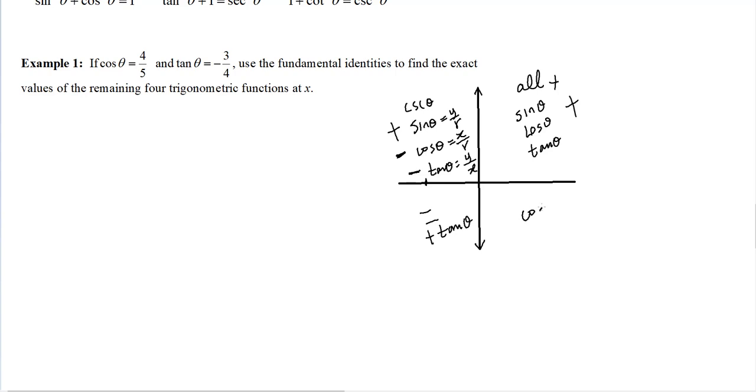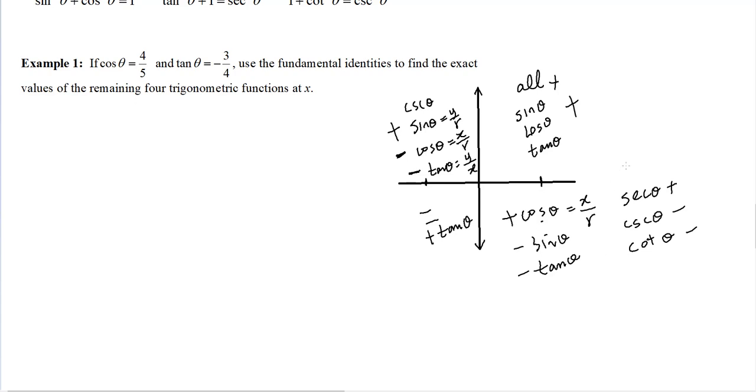Now here, cosine theta, in quadrant 4, x is positive and y is negative, and r is always positive. Because of that, cosine theta will be positive and all the others will be negative. So sine theta and tangent theta, and the reciprocals have the same sign as cosine, sine and tangent. So if cosine is positive, secant is positive. If sine is negative, then cosecant is negative. Tangent is negative, that means cotangent is negative, so it's implied.